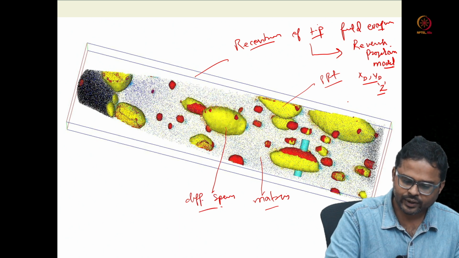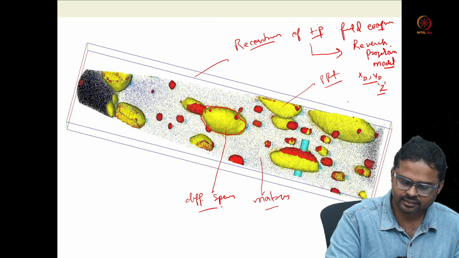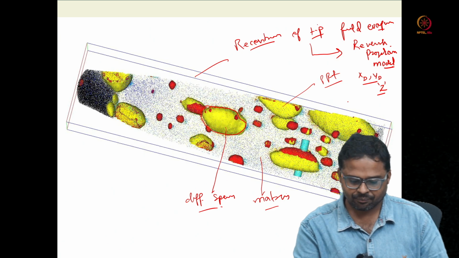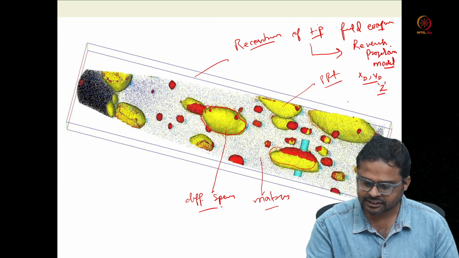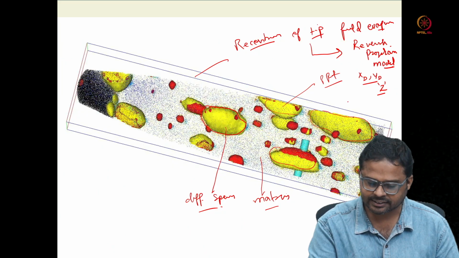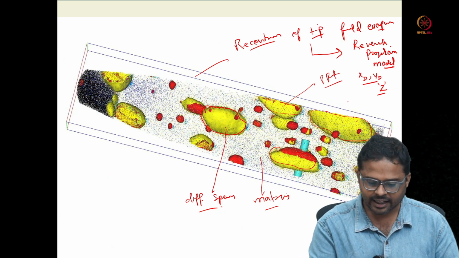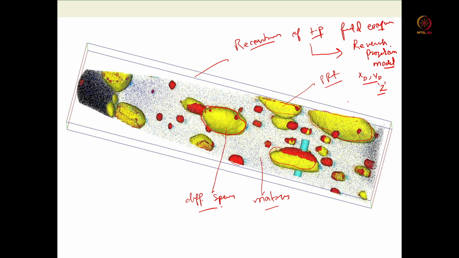Here you can see there is a precipitate with a high number density of these yellow color precipitates in a matrix. There is another kind of precipitates in the red color. This shows that they have a different chemistry and they are distributed in a matrix.